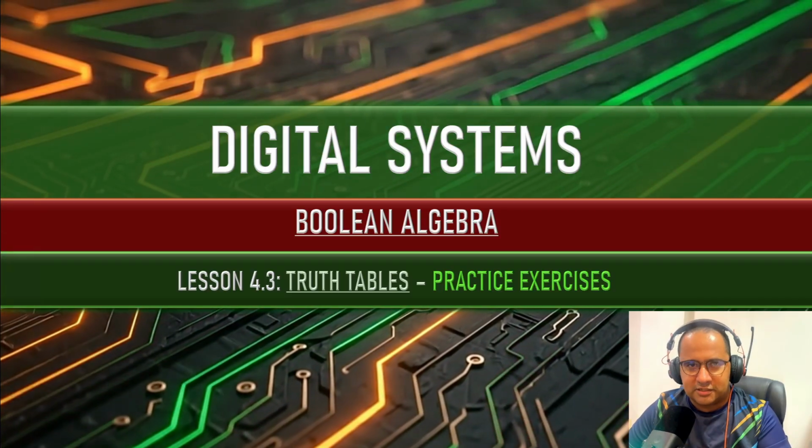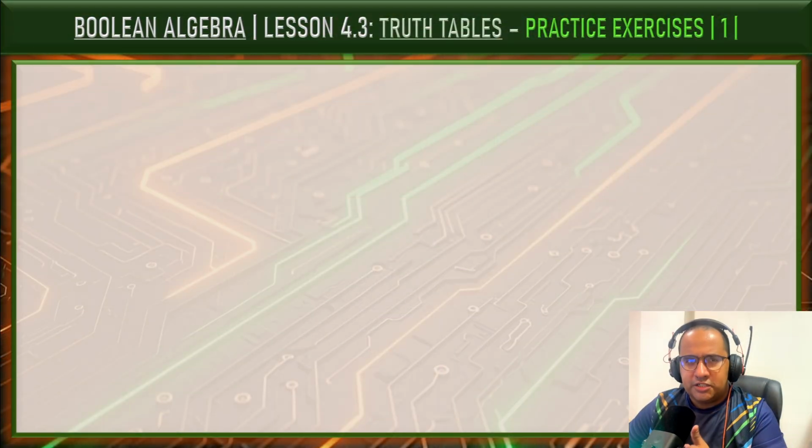So let's get started. Now that we understand how truth tables are constructed, let's start practicing with some guided exercises. In each example, we'll follow the same step-by-step process used in the previous lessons. First, we identify the number of input variables, then we determine the number of rows required for the truth table. After that, we complete the input combinations, and finally, determine the output value of the logical function.